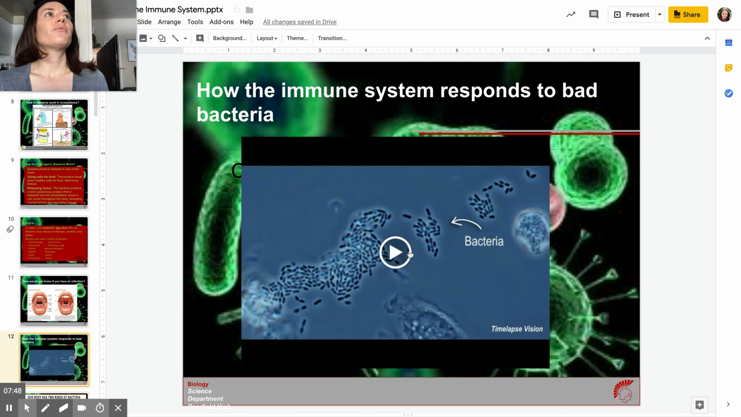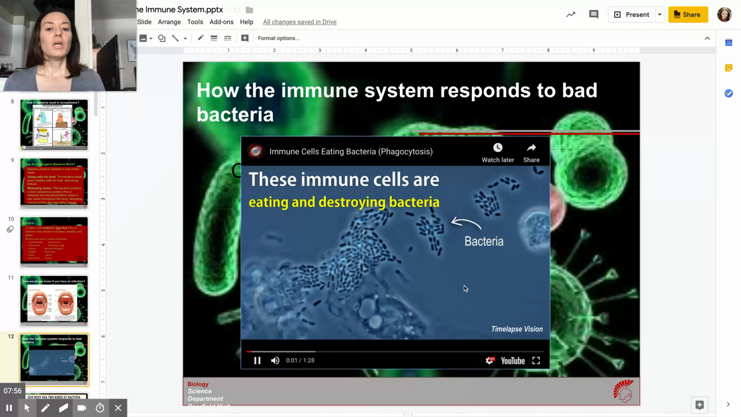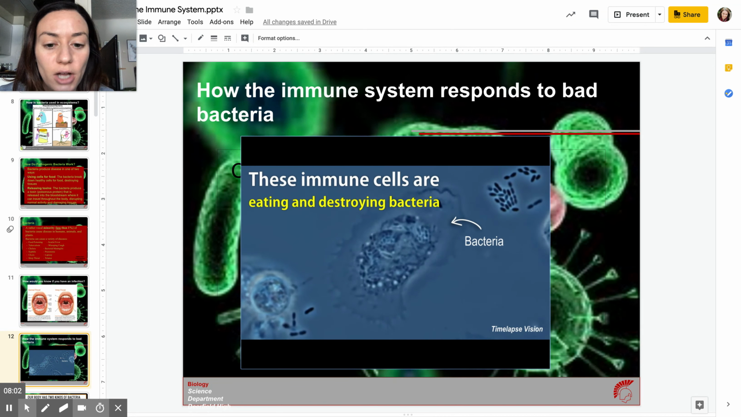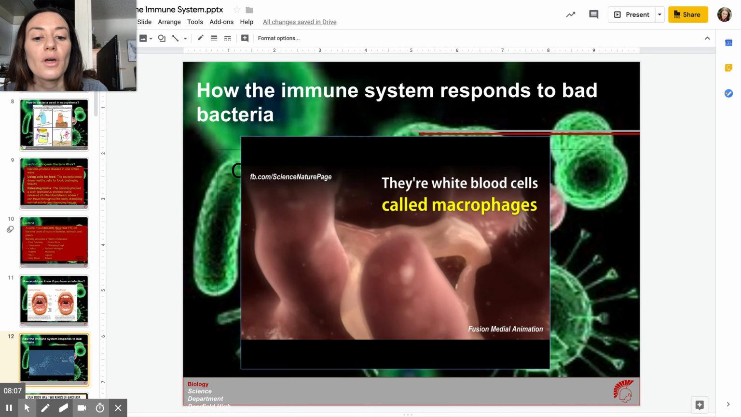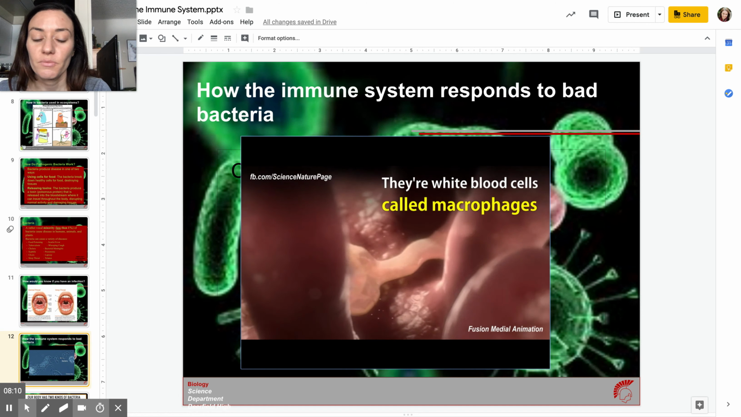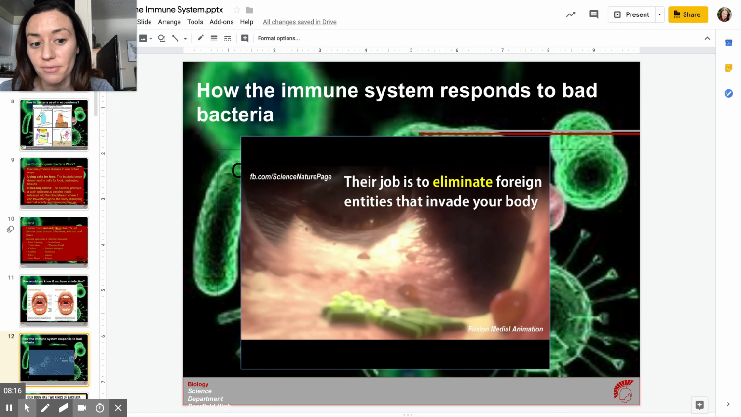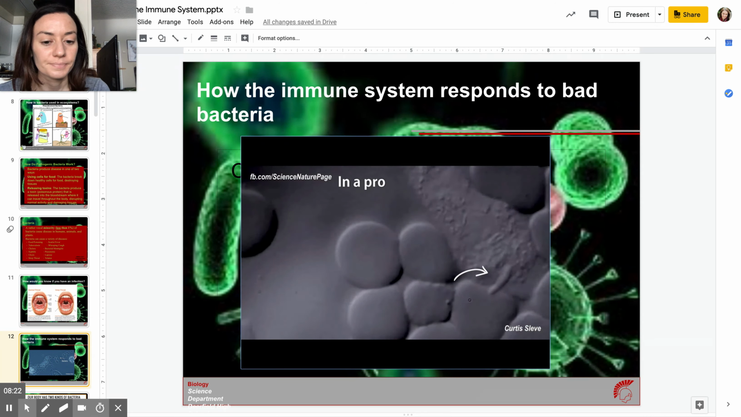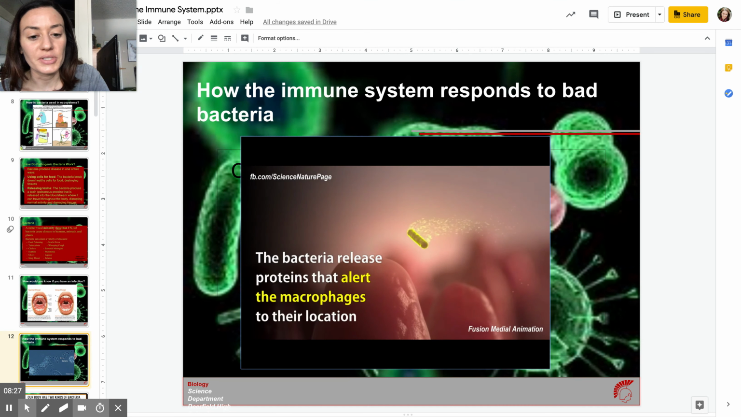So if you have a bacterial infection, I want to show you what the body does to fight infection. Okay? So immune cells eat and destroy bacteria. See the bacteria, it's rod-shaped. So the immune cells are called white blood cells, known as macrophages. And what they do is they try and get rid of anything bad that comes into your body, like bacteria. And when they eat bacteria, it's called phagocytosis.